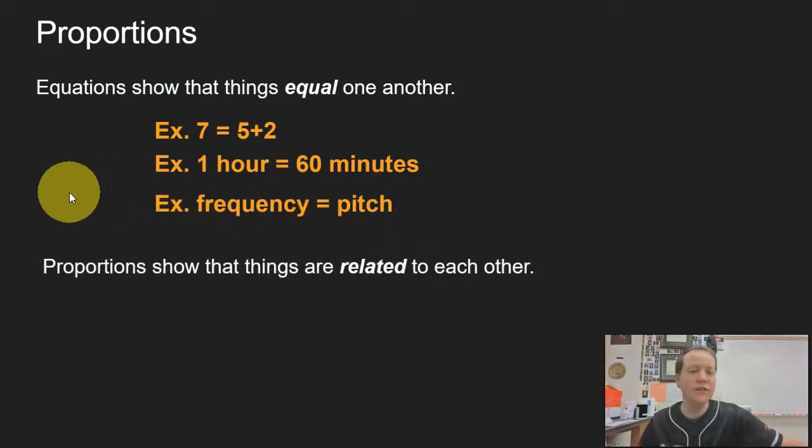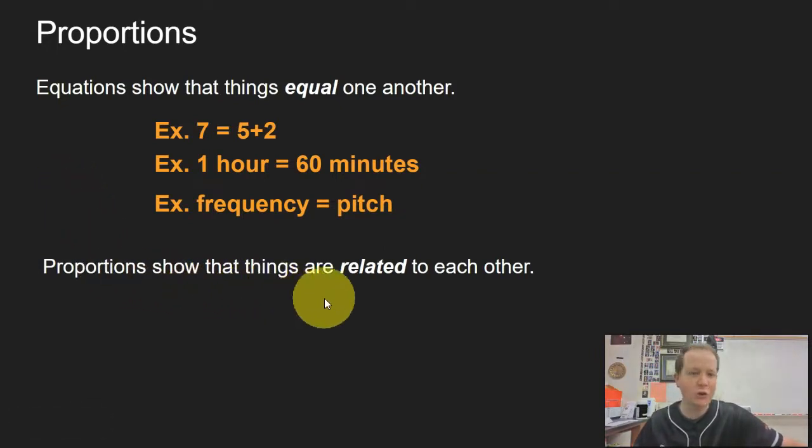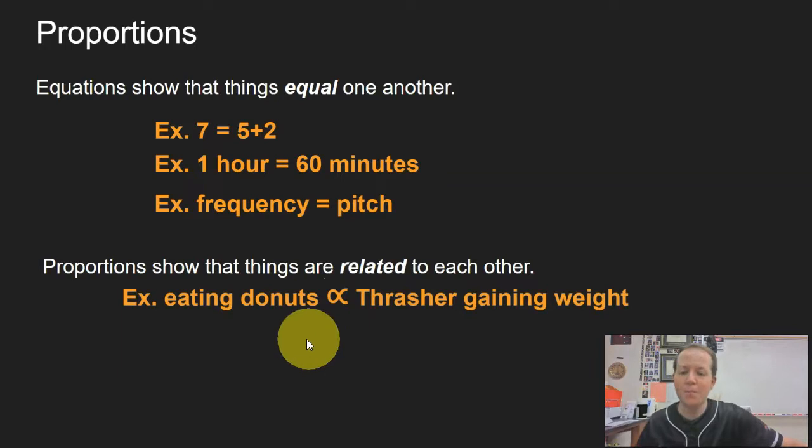Now, proportions, on the other hand, show that things are related to each other, all right? Not necessarily equal, but related. Here's an example. Just like you have this classic equal sign, this is one way to represent the idea of a proportion. Eating donuts is proportional. It's related. It's a relationship to Thrasher gaining weight.